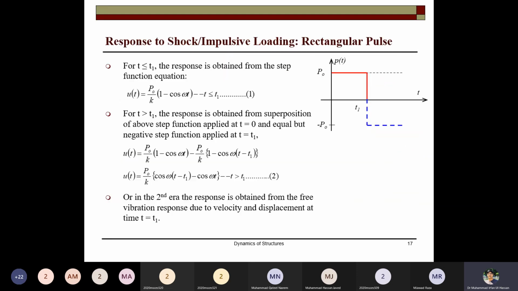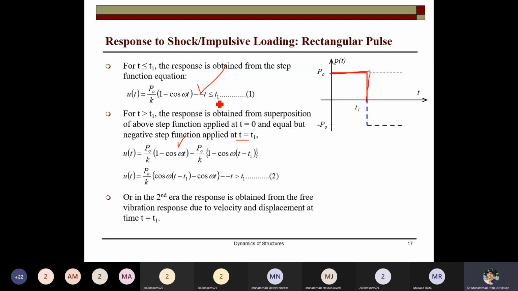The response of the structure due to this loading: wind pressure, blast loading, response to the shock impulse loading. You have some loading applied here and then negative loading. This case was already dealt with, but then suddenly it is dropping. When t is less than T1, this was already proved. For t larger than T1, the response is obtained from superposition of the above function at T0 and an equal but negative step function applied at t equal to T1.